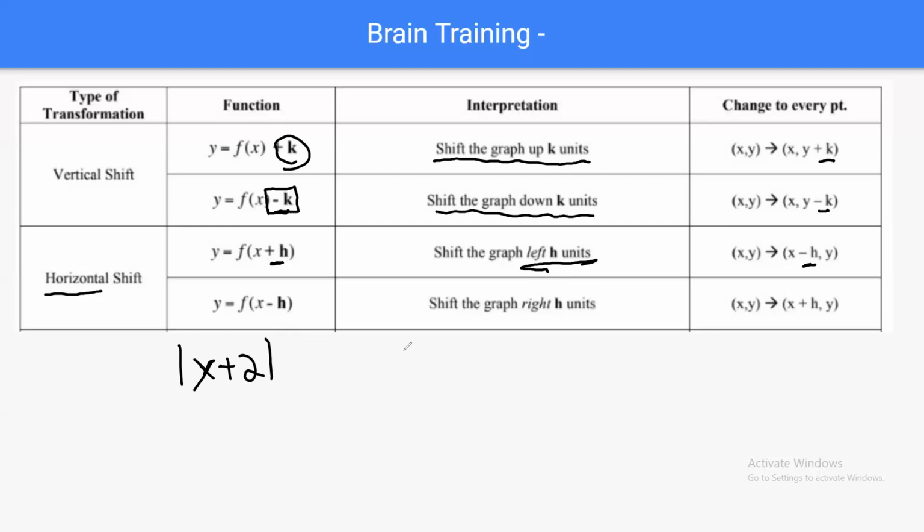And if it's x minus 2, you think it's going to be to the left because you see a minus, but you got to think opposite, so it's to the right, h units. That means we're adding h to our x value. Okay? That's shifting.